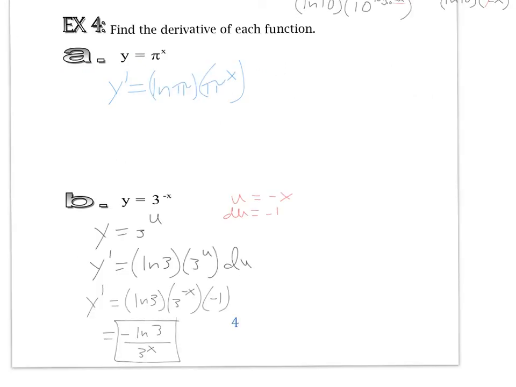Alright, the first one may seem tricky, but it's really not. Remember, pi is just a number. It's just a constant. So this is just the natural log of pi times pi to the x. That's it. This guy, a little bit tricky. Not really, though. You just got to remember, hey, this is technically a function inside a function. There is a derivative of negative x. It's just -1, but it still warrants a little mini chain rule.